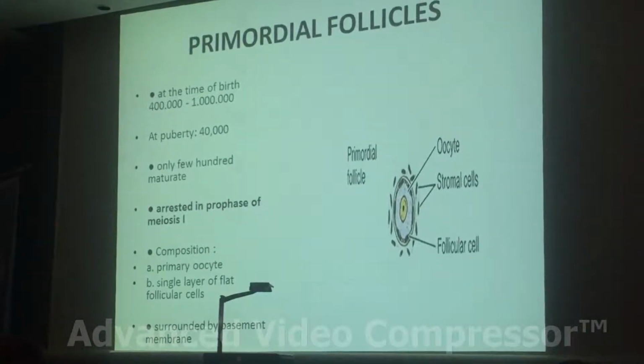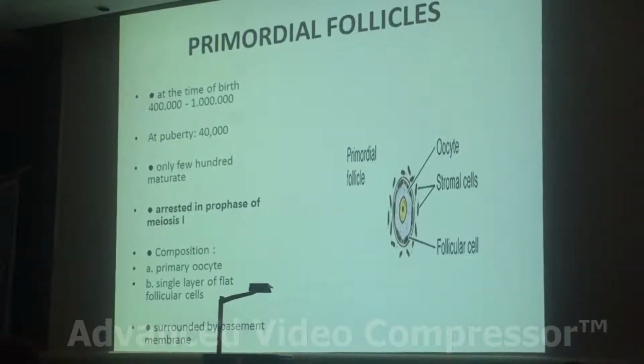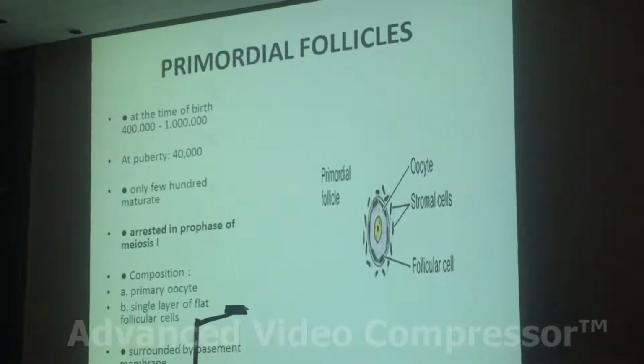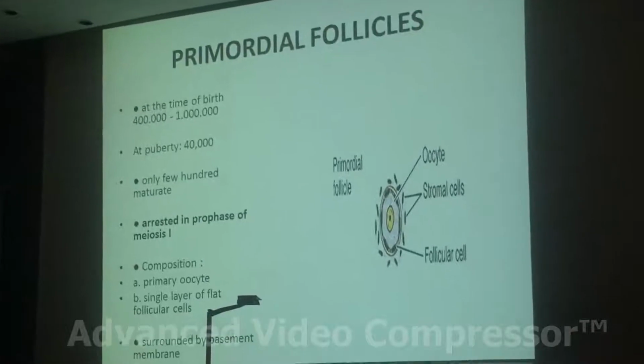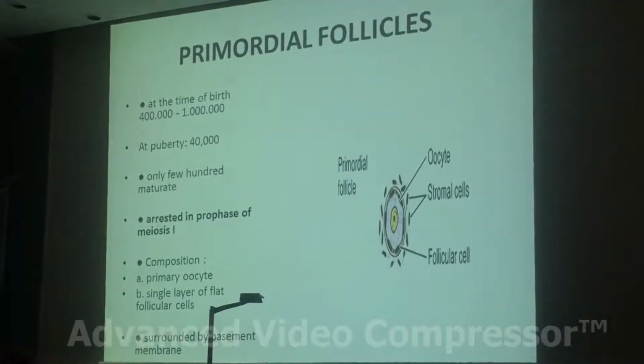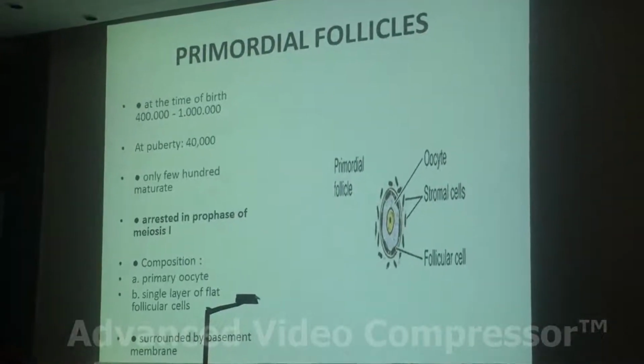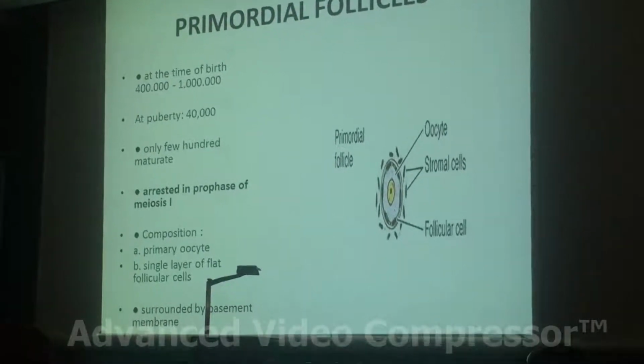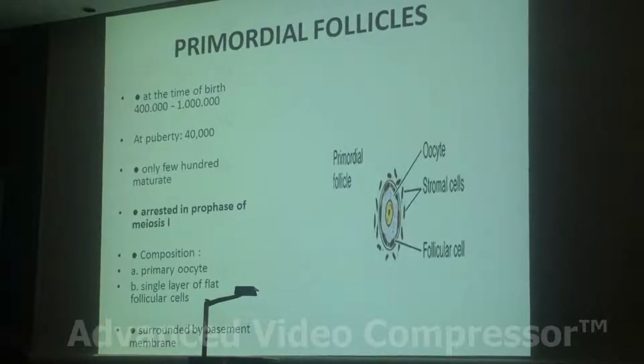During childhood, the number will keep on decreasing. How does it decrease? Most of the follicles will undergo atresia. Atresia means follicular degeneration, death of the oocytes and the follicular cells. Once the female reaches puberty, the ovary will only contain about 40,000 primordial follicles. The maximum prenatally, at 5 months, how many?